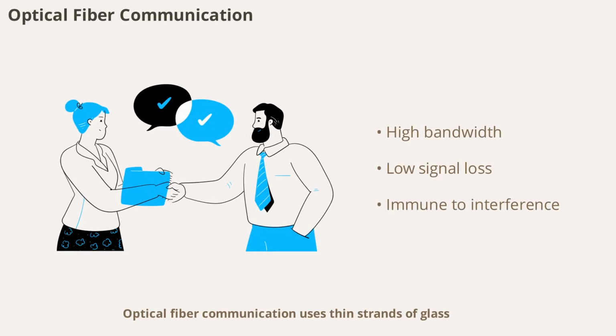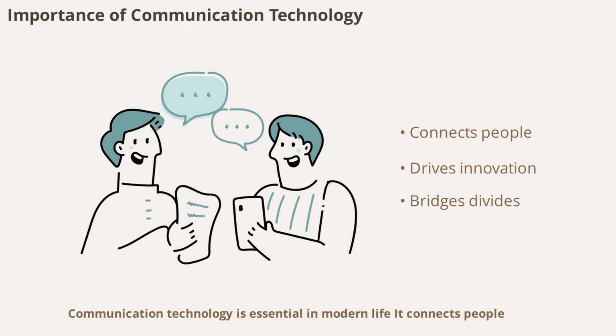Optical fiber communication uses thin strands of glass or plastic to transmit data as pulses of light. This method offers extremely high bandwidth and low signal loss, making it ideal for internet, telephone, and television services. Optical fibers are immune to electromagnetic interference and can carry vast amounts of data over long distances, forming the backbone of modern communication networks.